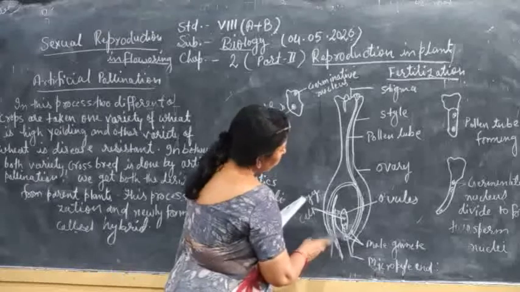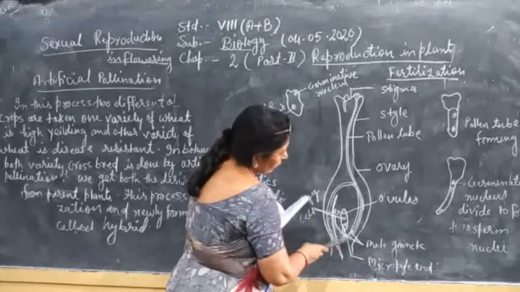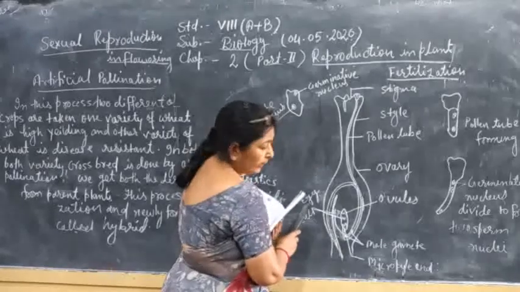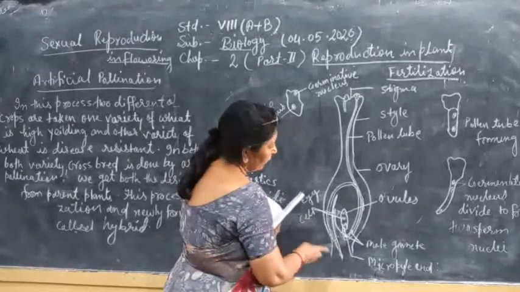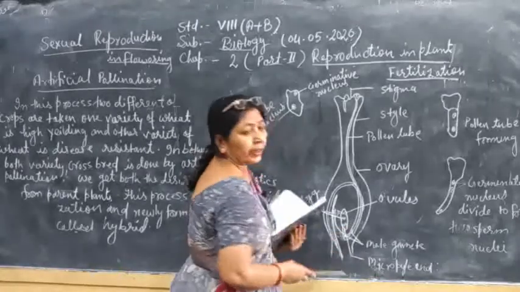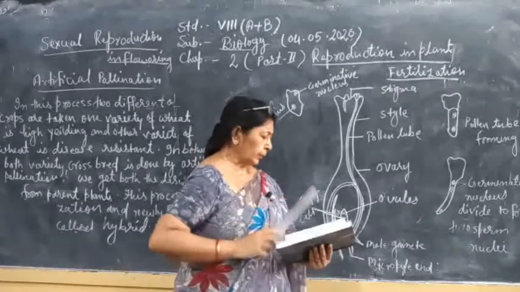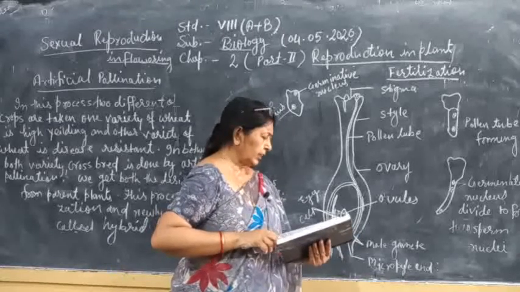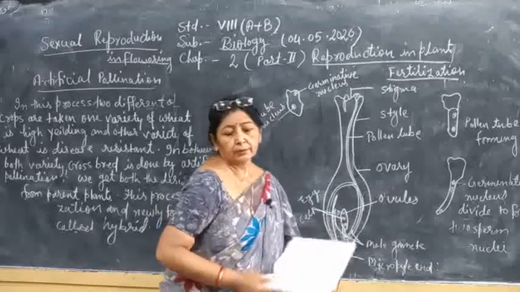Fourth and last step, the other male nucleus. In the pollen tube, two nuclei are present. One fuses with the female cell and forms the zygote, and the second fuses with the polar nuclei and forms the endosperm. This endosperm nourishes the developing embryo.